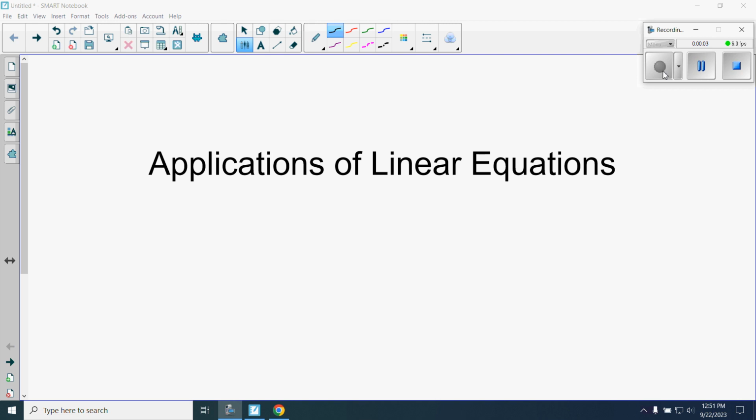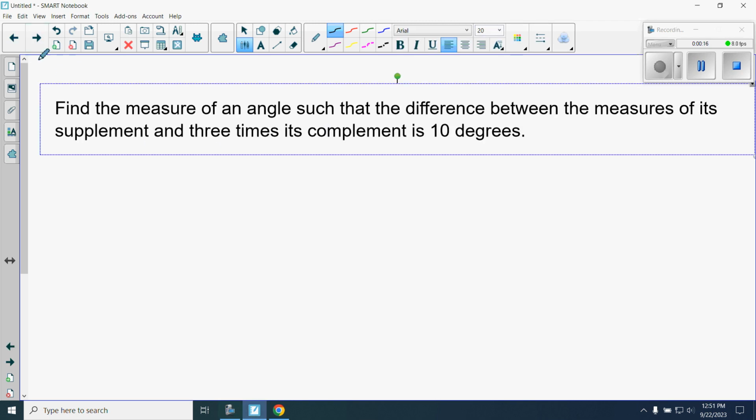So just the other day, my class was talking to me about word problems, and specifically this word problem. When we talk about applications of linear equations, it's exactly what we're doing: word problems. So this was the problem: find the measure of an angle such that the difference between the measures of its supplement and 3 times its complement is 10 degrees.